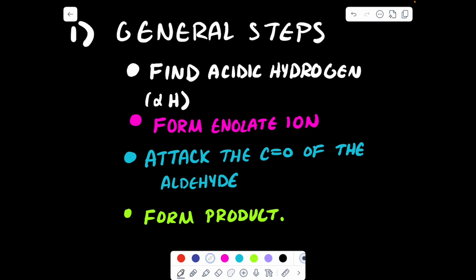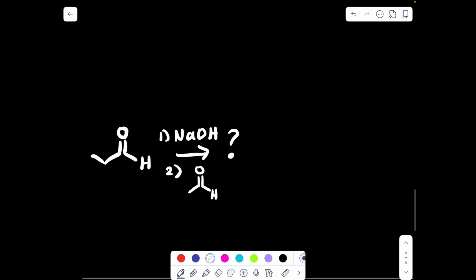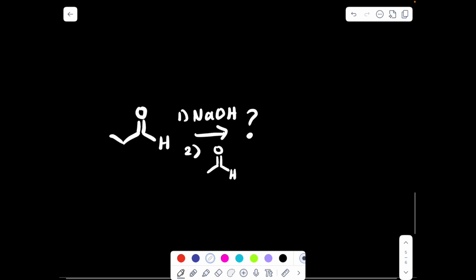Step 1 is finding the acidic hydrogen. We will refer to this hydrogen as the alpha hydrogen. Step 2 is to form that enolate ion. Step 3 is to attack the carbon of the carbonyl of the aldehyde. And then step 4 would be to form your product. So I just want you to refer back to these steps whenever you're in doubt as we're moving through these problems. So let's go over our first example.